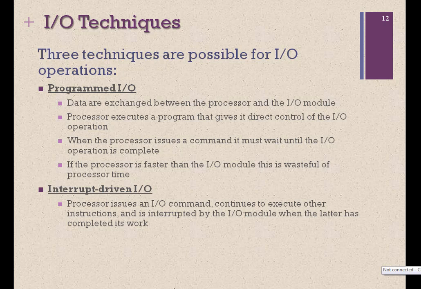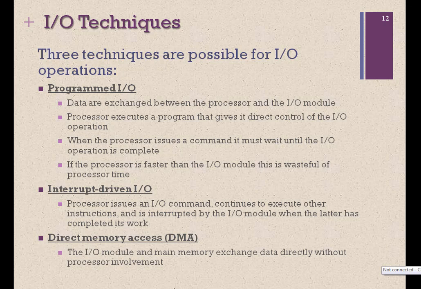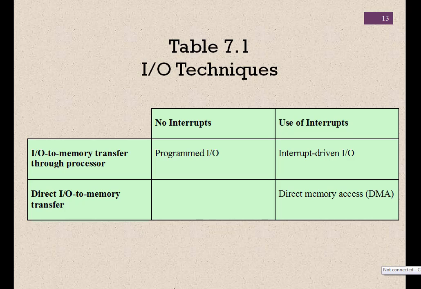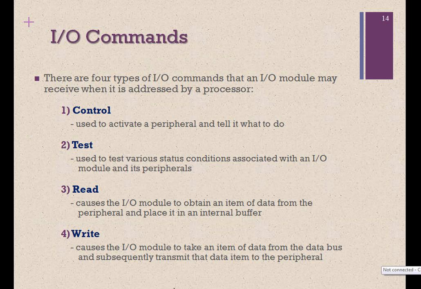The first is program IO, the second is interrupt-driven IO. The processor issues an IO command, continues to execute other instructions, and is interrupted by the IO module when the latter has completed its work. The third is DMA, direct memory access. The IO module and main memory exchange data directly without processor involvement. There is a table in which all techniques are listed below.